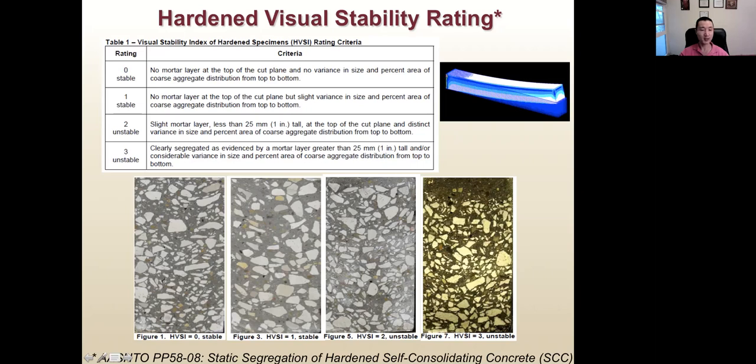Right now this standard is a national standard, AASHTO PP58. We call it static segregation of hardened self-consolidating concrete.